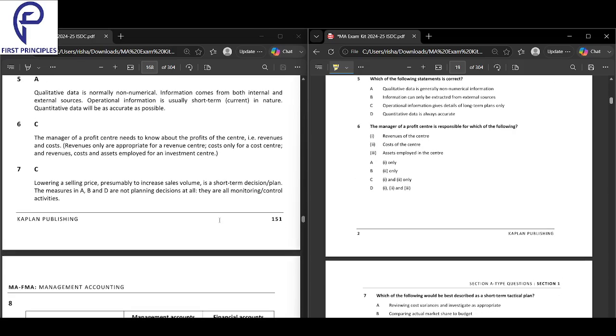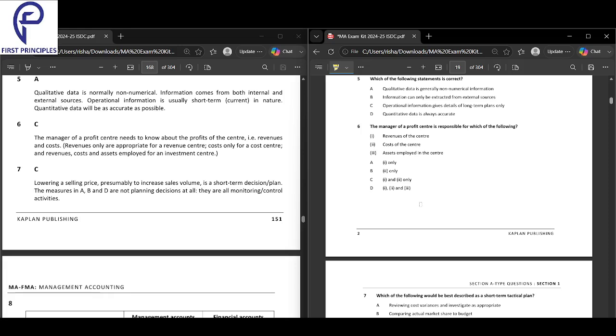Next, which of the following statements is correct? So next, you are finding the correct statement. Firstly, qualitative data is generally non-numerical information. Okay, so obviously qualitative data is generally non-numerical information. That's why it's called qualitative and not quantitative. 5A definitely is the right statement.